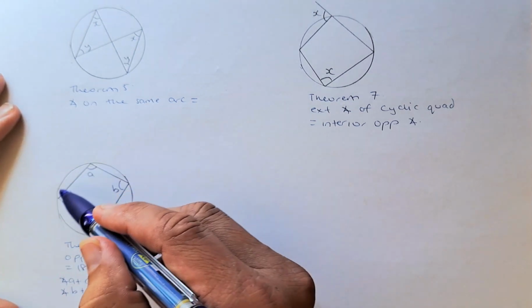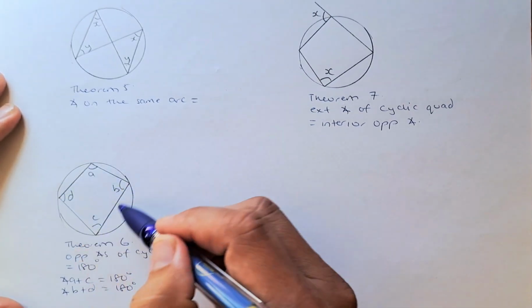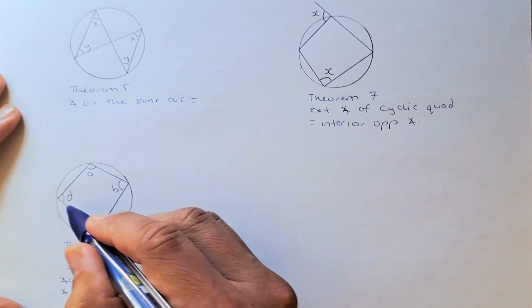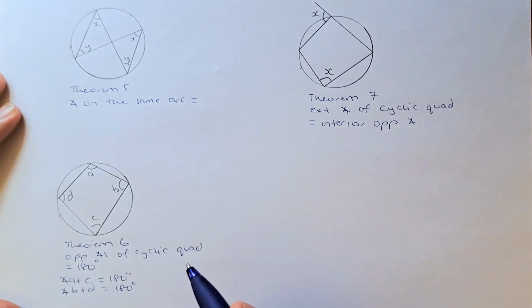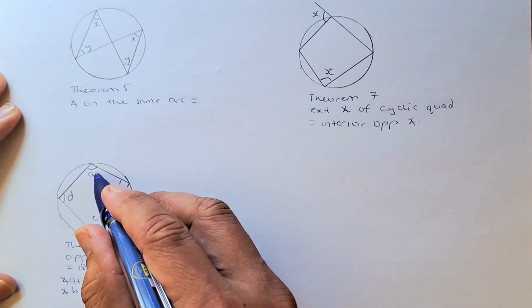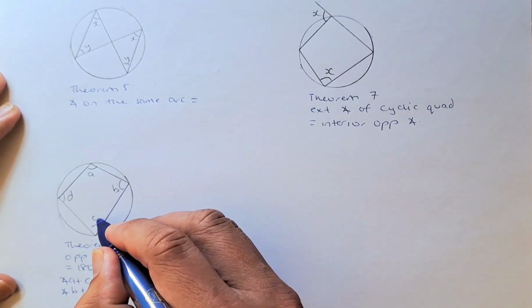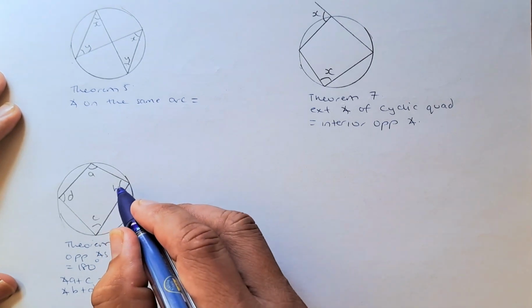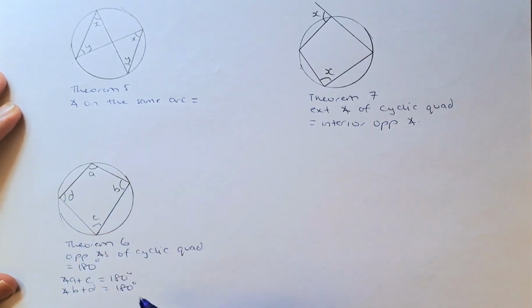So this is called a cyclic quadrilateral, a quadrilateral inside a circle. So all the corners must touch the circumference. So if that's the case, the first theorem for a cyclic quadrilateral is that opposite angles, so A plus C, they add up to 180, and B plus D, the opposite side, they also add up to 180. So theorem number 6 is that opposite angles of a cyclic quadrilateral add up to 180.